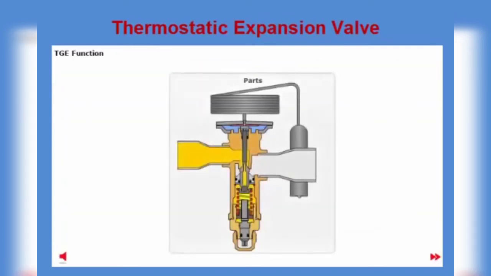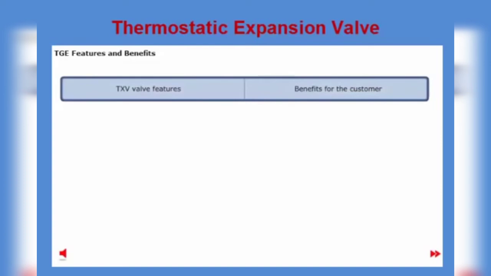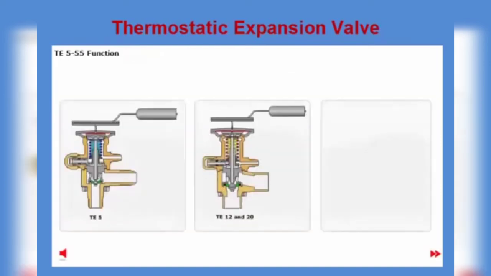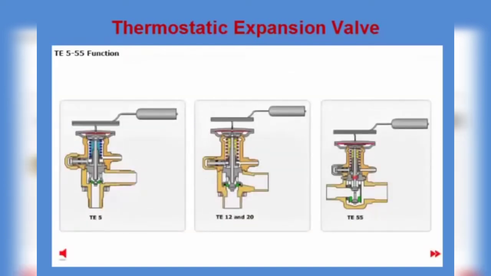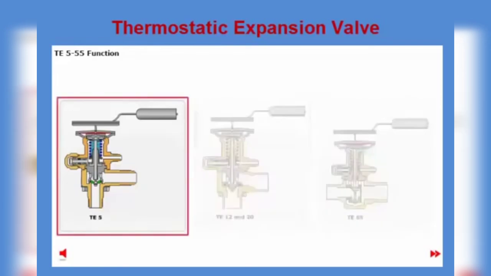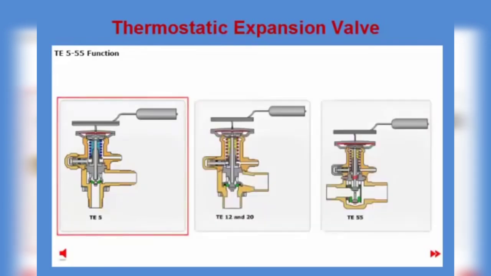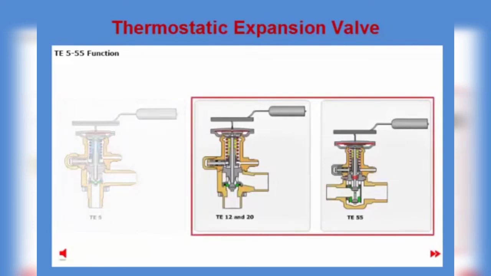The TGE thermostatic expansion valve is designed as a hermetic valve with copper connectors. Solder, SAE flare. Here you can see some general features. The TE5-55 thermostatic expansion valve is designed as 3-component take-apart valves, thereby facilitating flexible installation and easy service. For TE5, both SAE flare and solder connections are available. For TE12, 20, and 55, only solder versions are available.